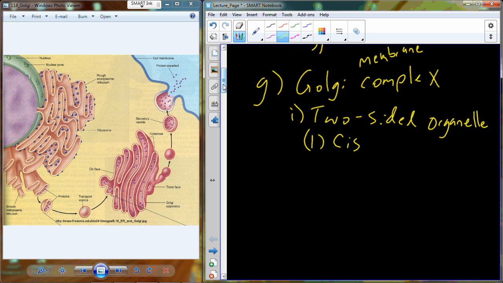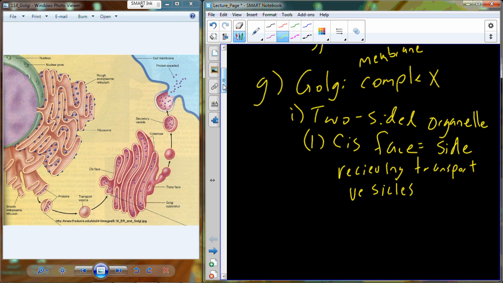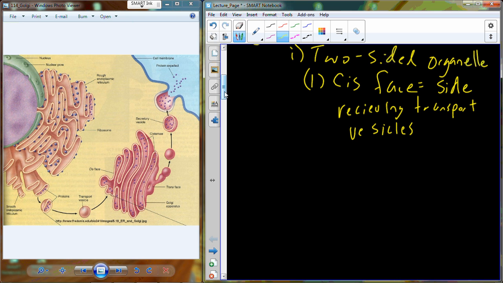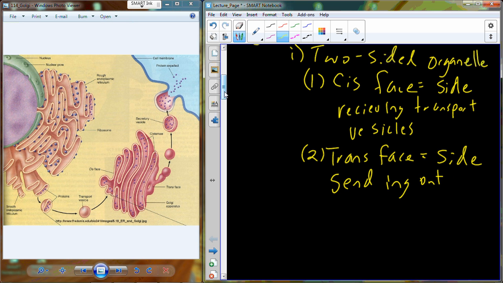The side that faces the nucleus is called the cis face, and it will be the side that receives transport vesicles. So as the endoplasmic reticulum produces proteins and membranes, they get everything packaged up into a vesicle, and that vesicle gets transported to this cis face of the Golgi complex. The other face, which faces out towards the membrane, is the trans face. And this will be the side of the Golgi complex that sends out vesicles.